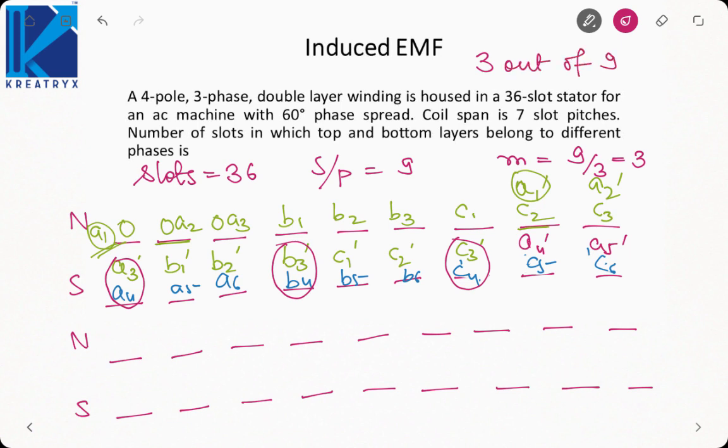We have a total of 36. So 12 out of 36 have the same phase. What about different phases? It will be 24. In 36, if 12 belong to the same phase, that means 24 will belong to a different phase. So that is how a double layer winding is designed in any machine or any rotating machine such as synchronous, induction or even a DC machine. So that is the basic concept of a double layer winding.